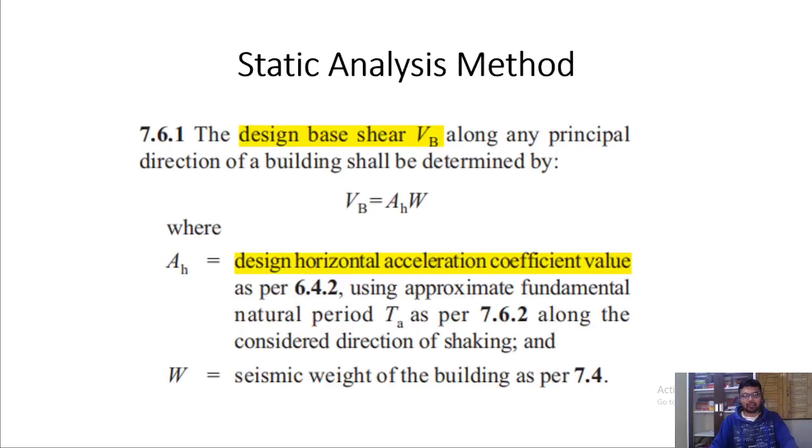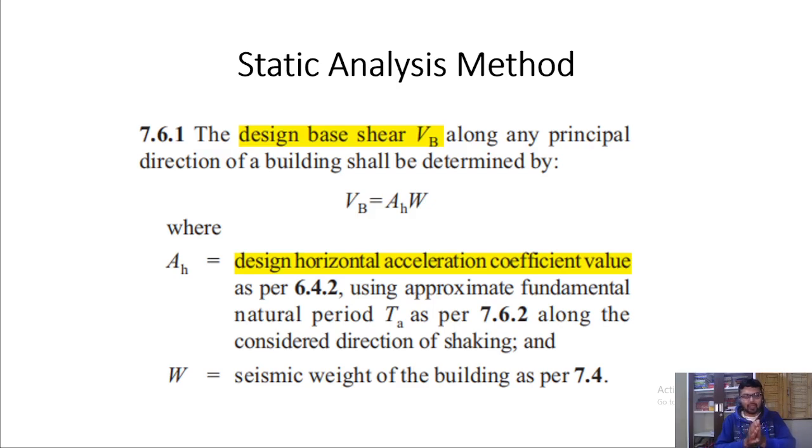Now let's look at the solution along with the concepts. So the static analysis method incorporates a very simple formula which you can find in clause 7.6.1, which is the base shear. So base shear is equal to the horizontal acceleration coefficient into the seismic weight of the building. So this is what it comes to.